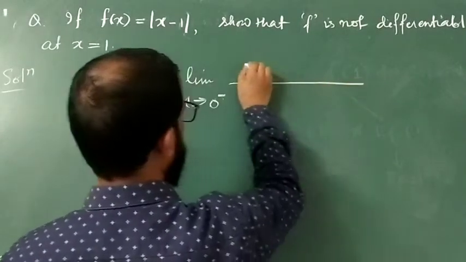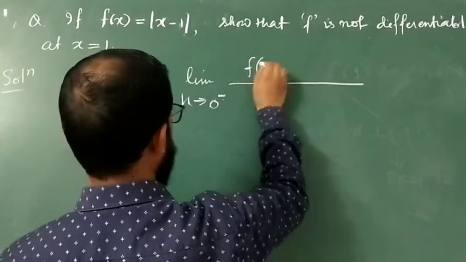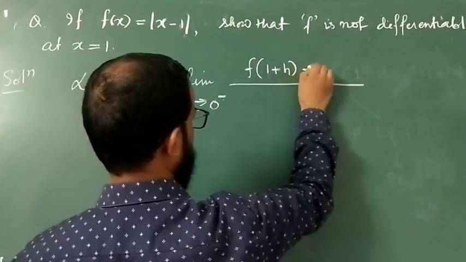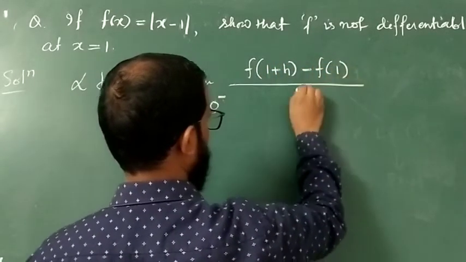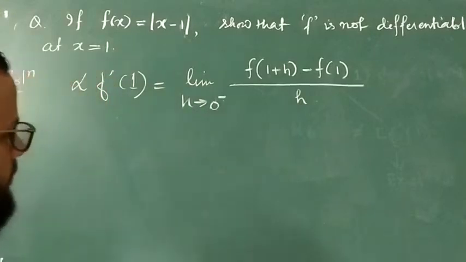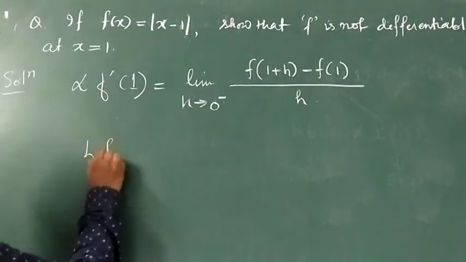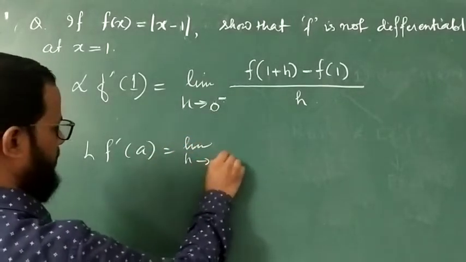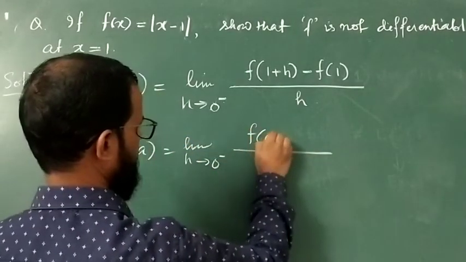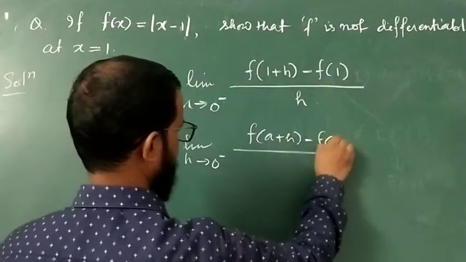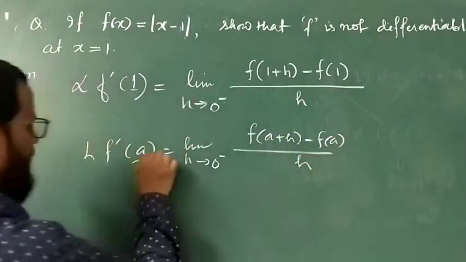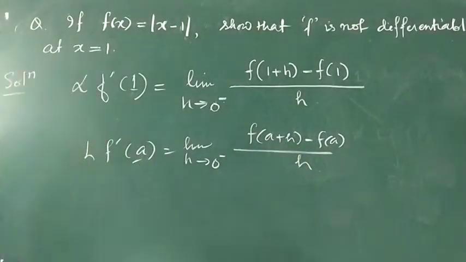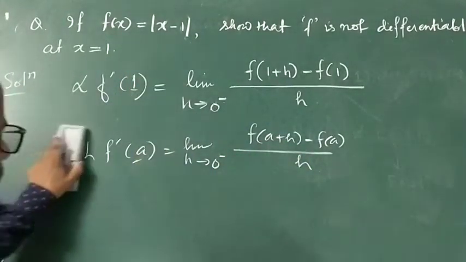Be careful. This is your formula, f of a plus h. Here a means 1. f of 1 plus h minus f of 1 divided by h. Okay, formula क्या था आपका? L f dash a is equal to limit h tends to 0 minus f of a plus h minus f of a divided by h. Here a is equal to 1. I am replacing a equal to 1 here, and get this particular expression.